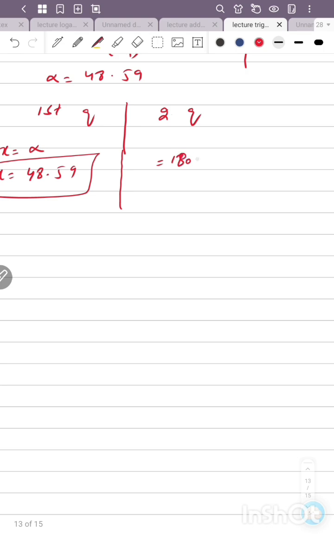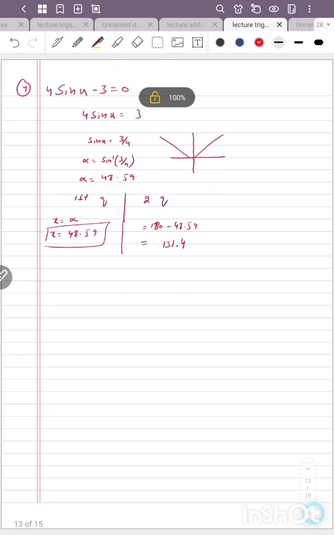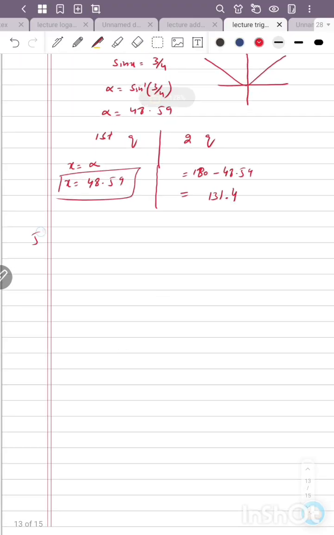180 minus 48.59, so we got 131.4. It's our required answer. 180 में से अगर हम 48.59 को माइनस करें तो 131.4, it's our required answer. Move forward, we have our next question number 5. How do we solve this question?